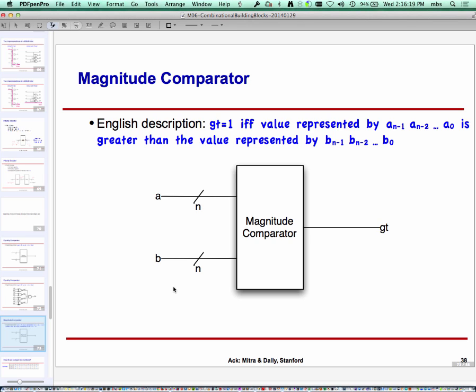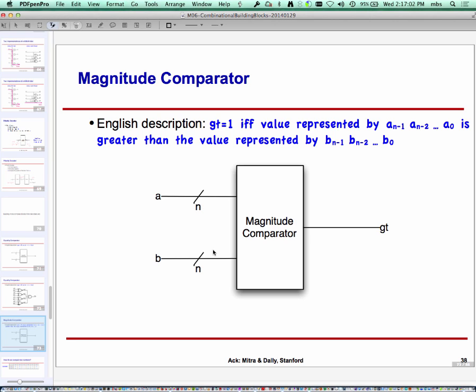So they'll have a decimal value corresponding to each one of them. And what we want to do is design this circuit so that the output, which we call GT, is high if and only if A is greater than B. So let's say N was 4, A was 1000, which is the number 8, and B was 0110, which is the number 6. Then A is greater than B, so the output would be 1. If on the other hand both were the same, 100 and 100, then A is not greater than B, and the output would have to be 0, and so forth.